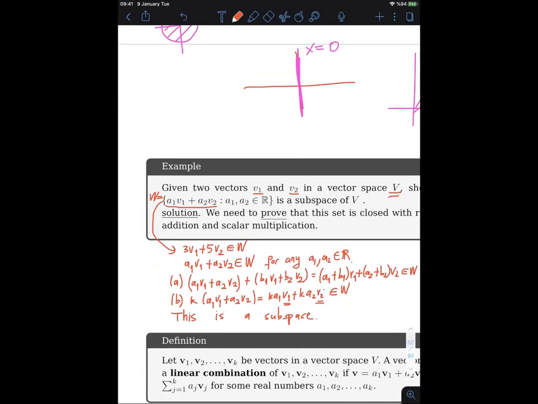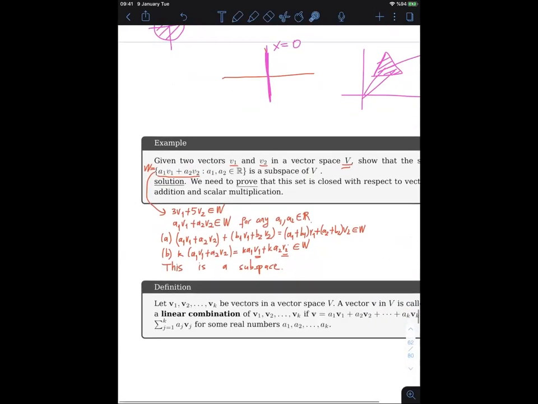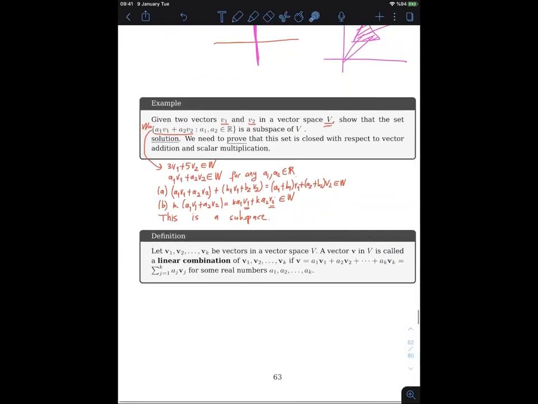Okay. So we will see that this example is kind of important because most of the examples we will see will be in this form. So this is an important example. Since this is an important example, let's give a definition related to this example.